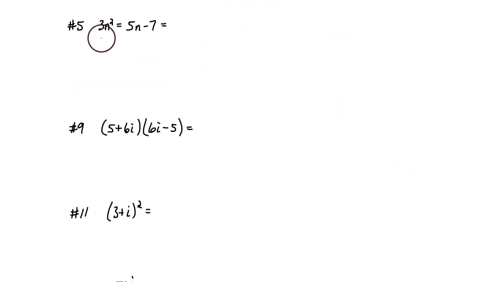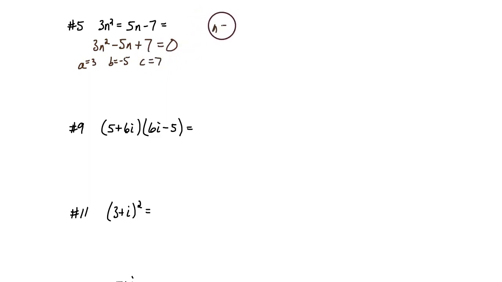Number 5, this is a quadratic equation, so let's make standard form. 3n squared minus 5n plus 7 is equal to 0. We could try to do factoring. It might work, it might not, or we can just use the quadratic formula right now. I'm going to use the quadratic formula. a is 3, b is negative 5, c is 7.